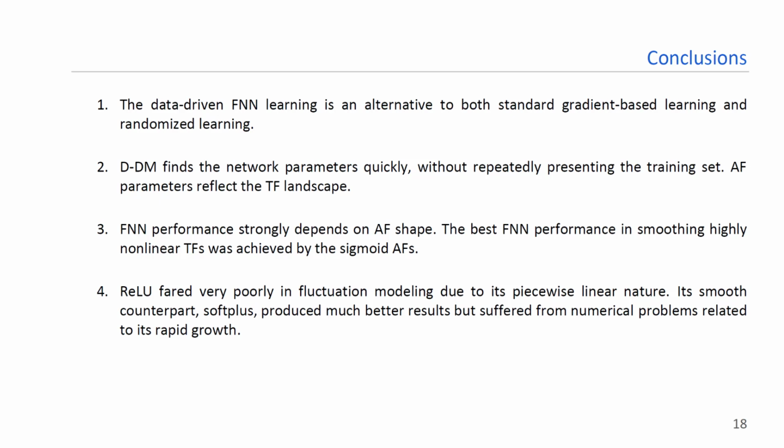Network performance strongly depends on activation function shape. In this work, using a data-driven approach, we derived equations for the hidden node parameters for different activation functions. As our experimental study has shown, the best performance in smoothing highly nonlinear target functions was achieved by the sigmoid activation functions. They were able to fit to the target function fluctuations. In contrast, the ReLu activation function, which is very popular in deep learning, fared very poorly in fluctuation modeling due to its piecewise linear nature. Its smooth counterpart, softplus, produced much better results but suffered from numerical problems related to its rapid growth.